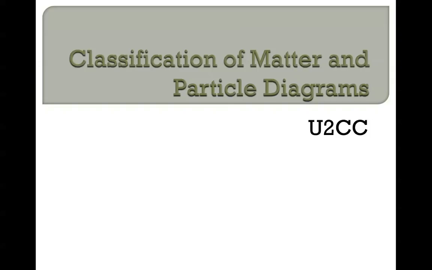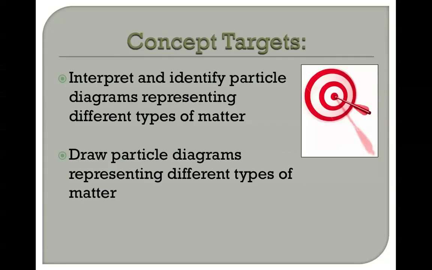This lesson is going to focus mostly on particle diagrams, and we'll relate this back to concept B, which was on the classification of matter. So you should be able to begin to interpret and identify particle diagrams representing the different types of matter. You should also be able to draw or depict particle diagrams representing the different types of matter.